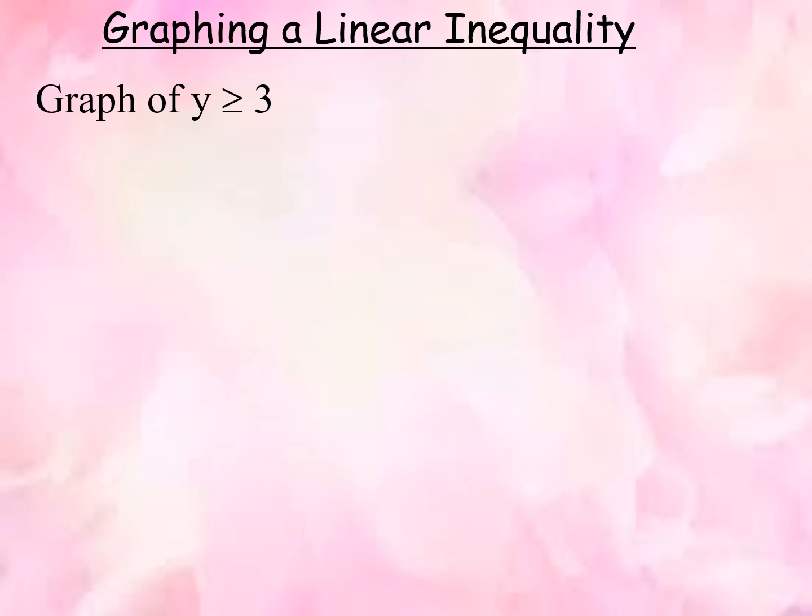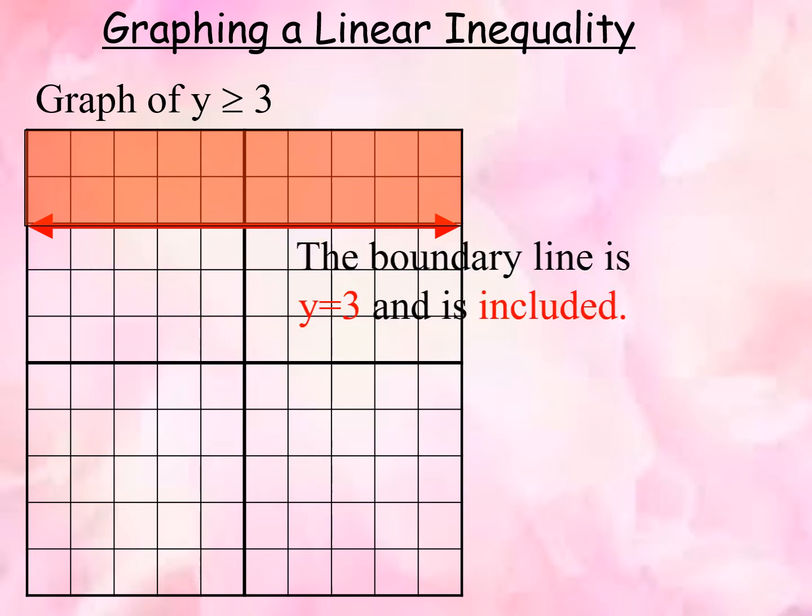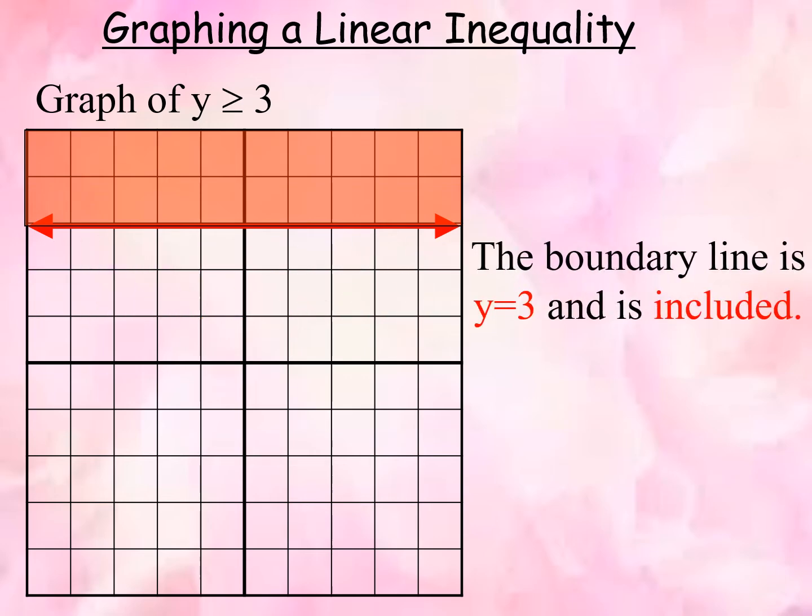Now let us have the y. Let us graph y is greater than or equal to 3. First we are going to locate y equals 3 in the coordinate plane. Then we are going to draw a solid line because of the equal to. And then the direction is going up. So the boundary line, which is y equals 3, is included.